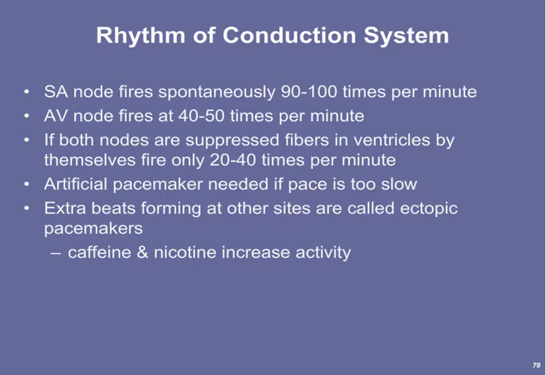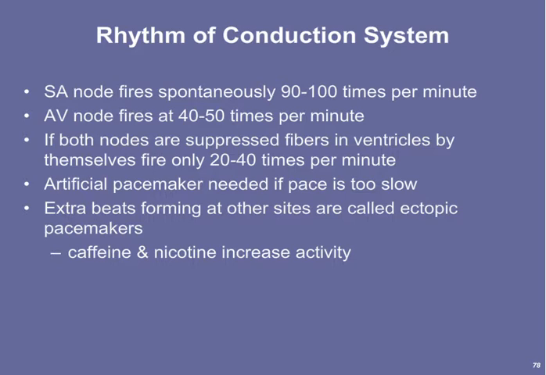Now, when everything's working properly, the fastest node will set the pace of the heart. So in this case, it will be the SA node. But if the SA node is disabled for some reason, the AV node will take up its role as the primary pacemaker, but it will only depolarize or cause contractions at a maximum of 40 to 50 times per minute, which is usually not enough to sustain life.